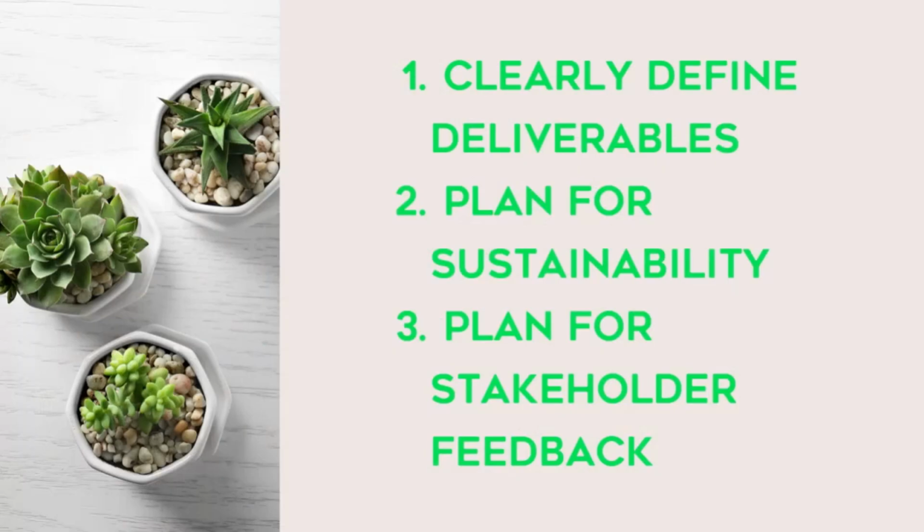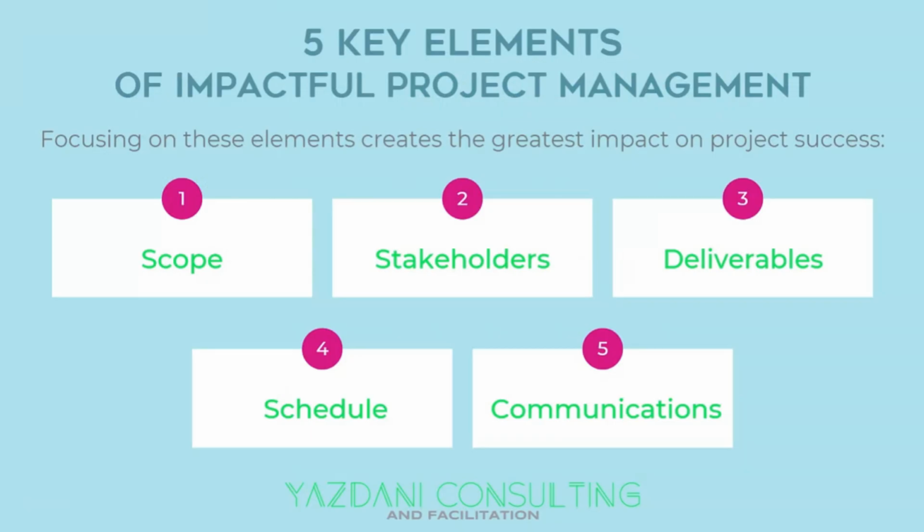All right, so those are a few tips for managing program development projects. We want to clearly define the project's deliverables, plan for program sustainability, and the who, what, how, and when of stakeholder feedback. I would also recommend focusing on these 5 key elements as you manage your program development projects. Planning for and managing scope, stakeholders, deliverable schedule, and communications can greatly impact your project success, especially for nonprofits and other mission-driven organizations.